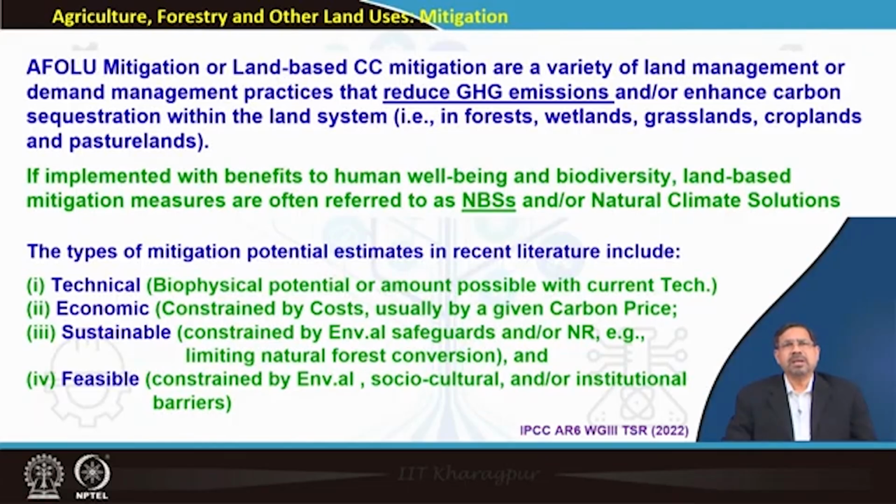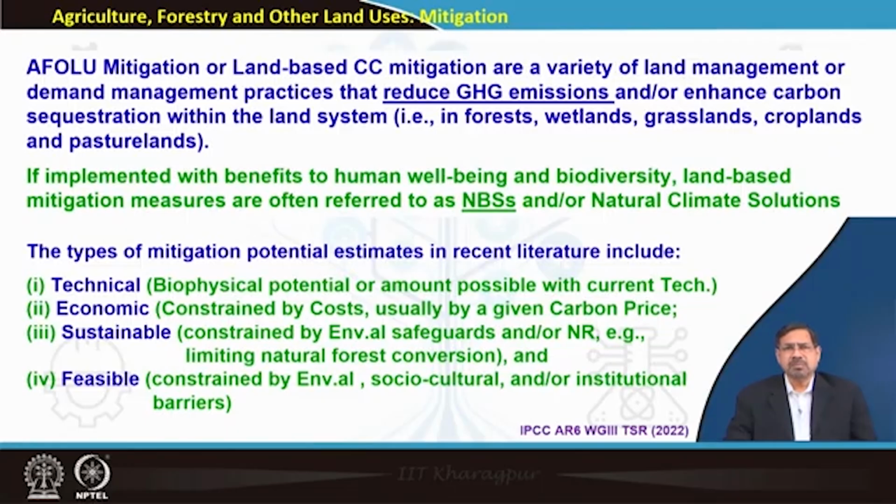If implemented with benefits to human well-being and biodiversity, the land based mitigation measures are often referred to as NBS, nature based solutions. So, if you can do it well, then this is often referred to as a nature based solution, because this is the solution which is 100% suitable to nature. It is in parallel to nature's choice. So, we put it under nature based solutions or natural climate solutions.